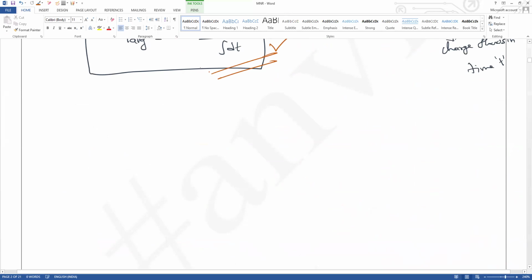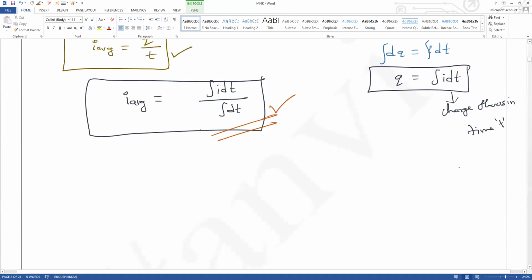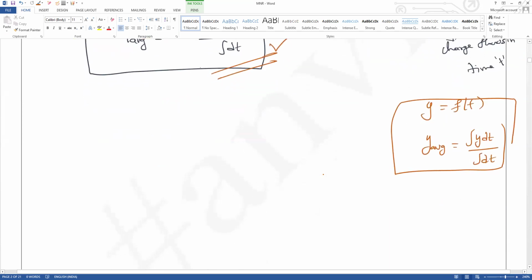So what is the I average formula? I average equals integral I dt divided by integral dt. That is what we all know. When y is a function of time, what is y average? Y average equals integral y dt divided by integral dt. Do you all remember? Same way, in this chapter itself, we'll get power also. By that time we'll discuss it.